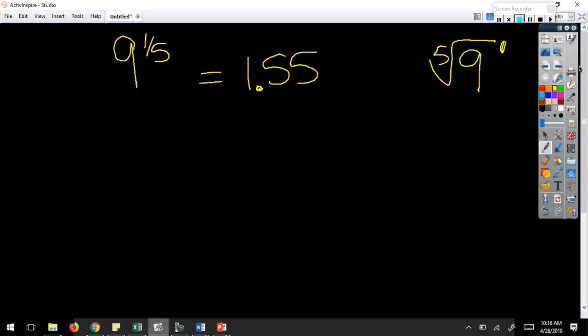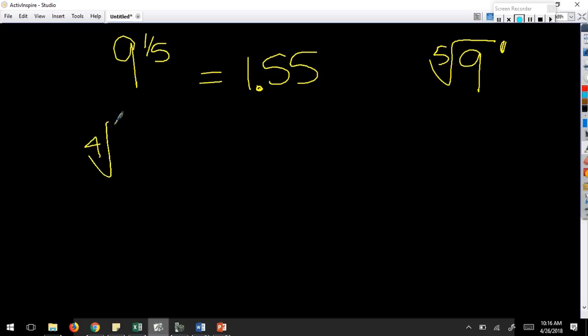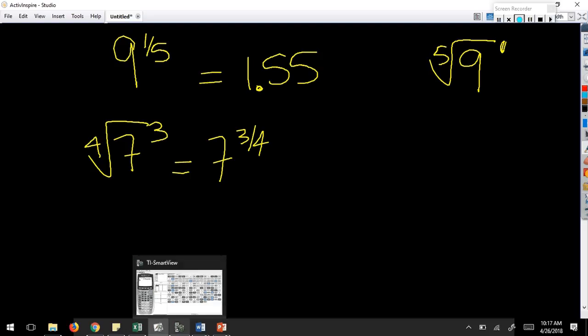What if, let me ask you this, what if it was the 4th root of 7 to the 3rd power? Calculator, but I'm going to change it to an exponent first, because my calculator does exponents really easily. So as an exponent, what does this look like? 7 to the 3/4. Exactly. So you put it on your calculator and tell me what you get. There's nothing you can multiply 4 times to get 7.